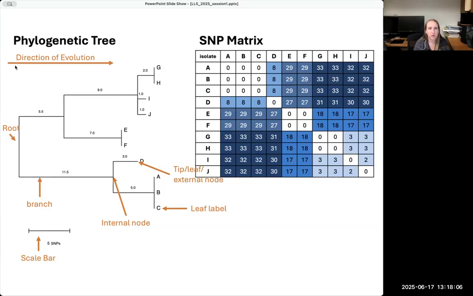And the other important thing is knowing that the direction of evolution is going to be horizontal on a tree. So we could stretch this tree out vertically and it's not going to change anything. But if we stretch it out and mess up the distances that are horizontal, that's going to change the way we interpret this tree.